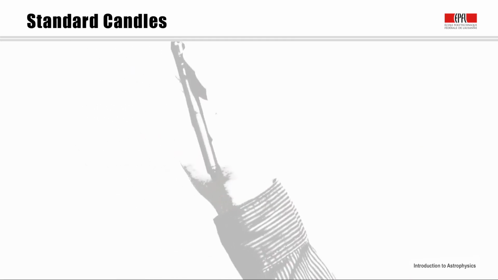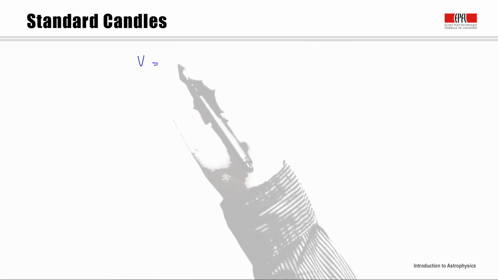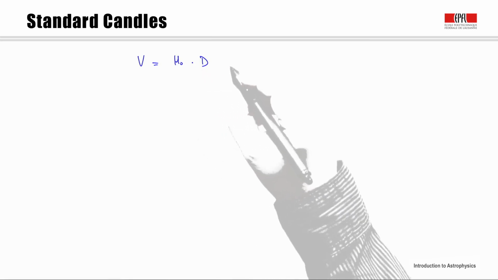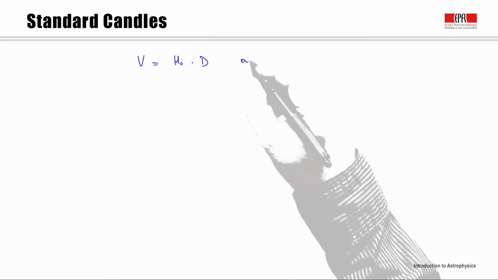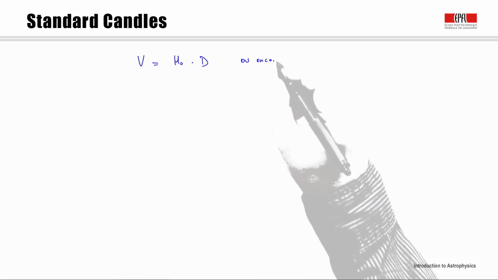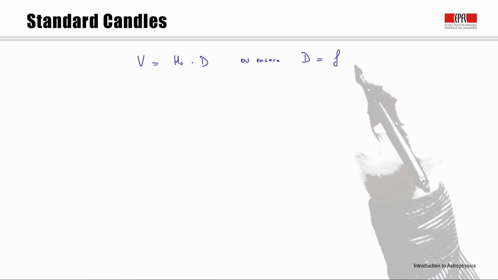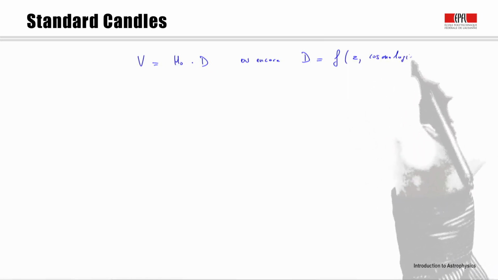Now we will concentrate on the standard candle methods to measure distances. We will link the velocity to the distances with Hubble's law, valid for small shifts, small z. Or in other words, we will try to link the distance to a function of cosmology, z, and cosmological parameters.